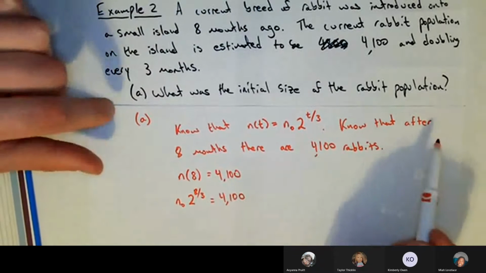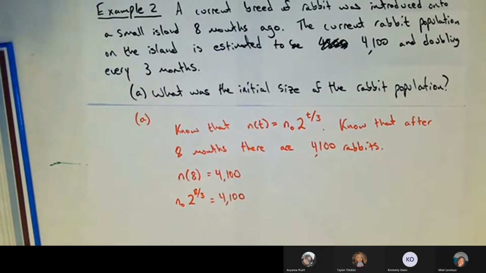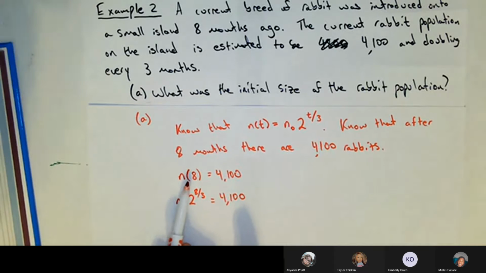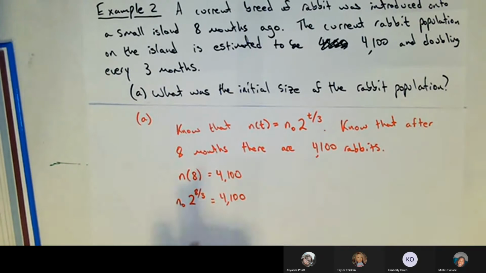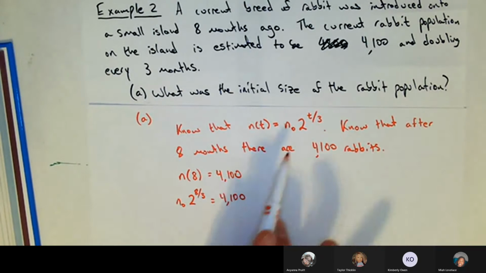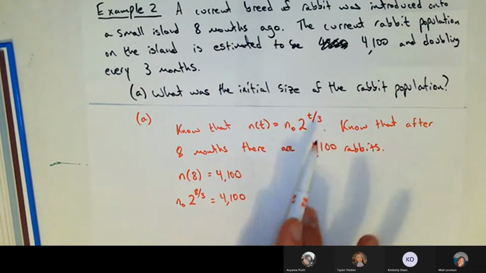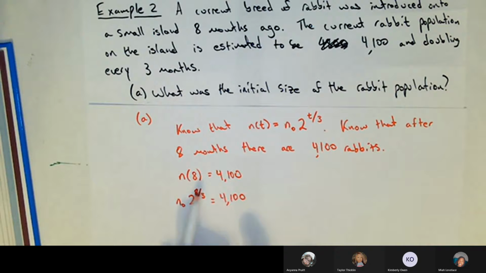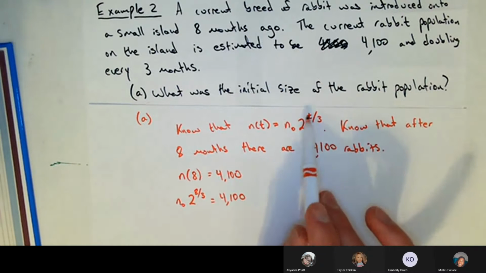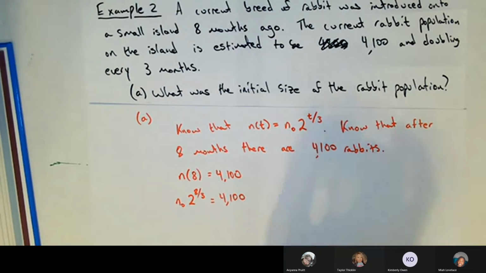So I'm taking this statement that's in words, after 8 months, there are 4,100 rabbits, converting that into a function statement. So the population at 8 months is equal to 4,100. And then applying it to the unfinished model, just interpreting it from this form into this form. All I'm doing is saying n of 8 just means this thing here with 8 plugged in for the letter t. That's literally all it means. So that's what I've got here on the left side, and then still equal to this number, 4,100.